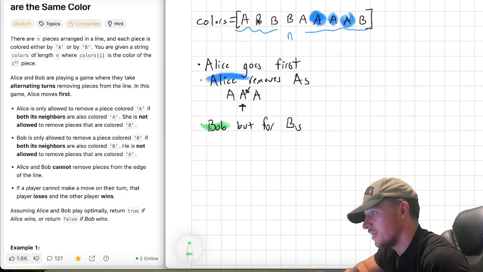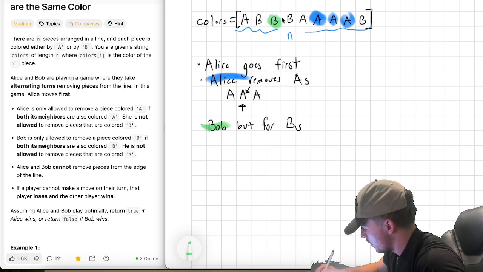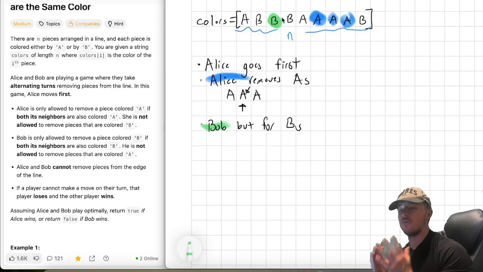Can Bob remove this B? No, because the neighbor is A and both neighbors need to be B's. Can Bob remove this B? Well, the left neighbor is B, the right neighbor is B, so yes, remove this B. And I know I'm kind of exhausting this idea, but I just want to make it super clear.